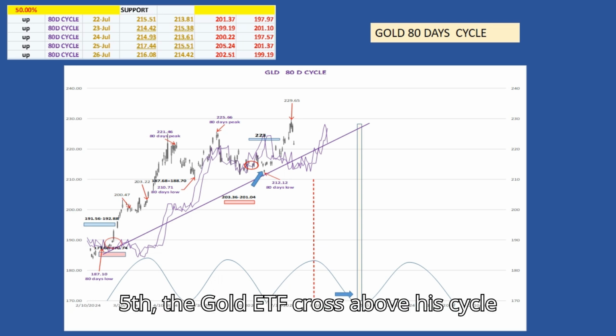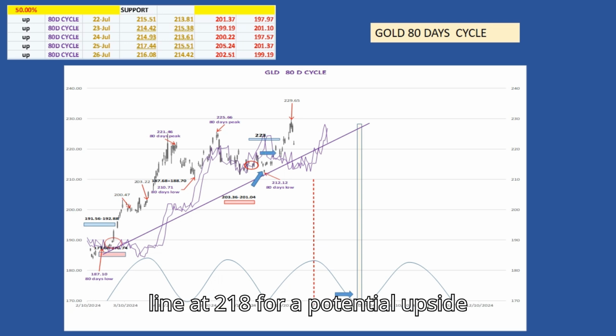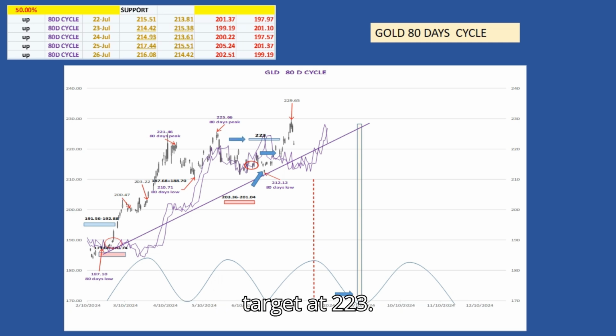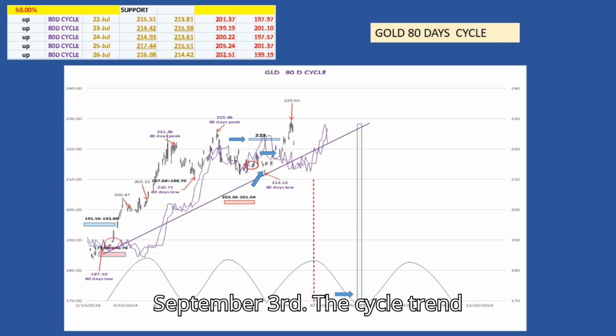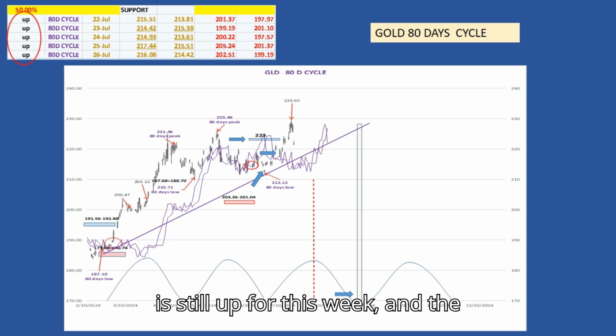On July 5th, the gold ETF crossed above its cycle line at 218 for a potential upside target at 223, which was met on July 11th. The next 80 days low is expected on September 3rd. The cycle trend is still up for this week, and the success rate is 50%.